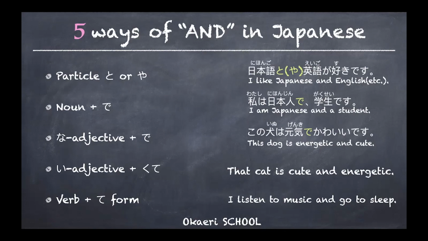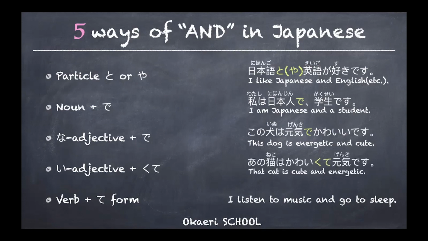How about that cat is cute and energetic? Well, energetic comes at the end, so you don't have to worry about it. You just say blah blah this. So cute, that's かわいい. So E-adjective, you have to be careful, right? かわいい. Remove E plus くて。あの猫はかわいくて元気です。That will be the answer. That will be the translation.